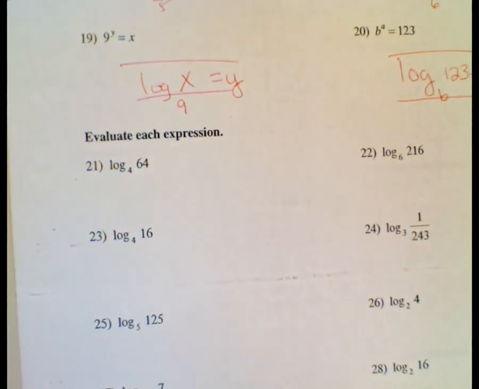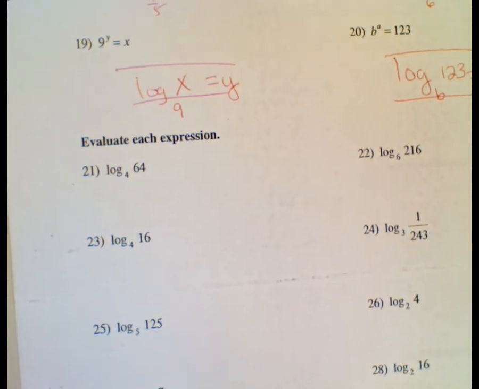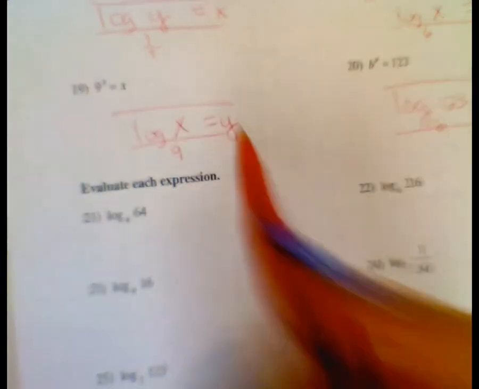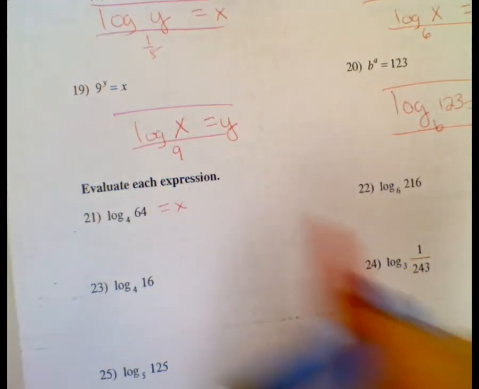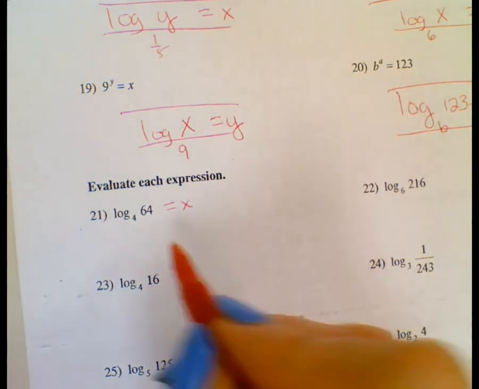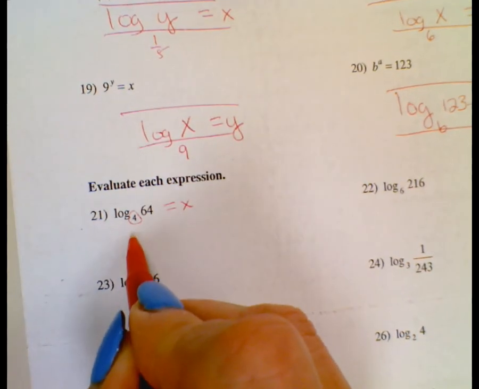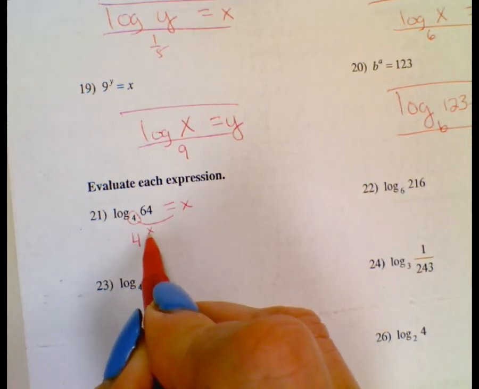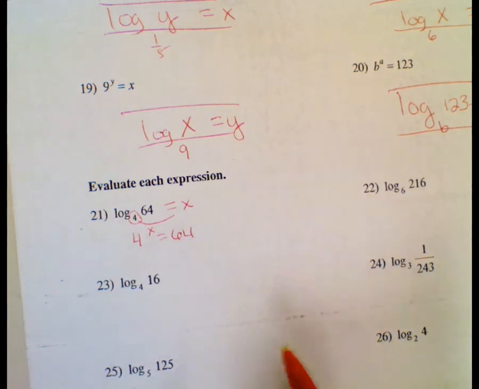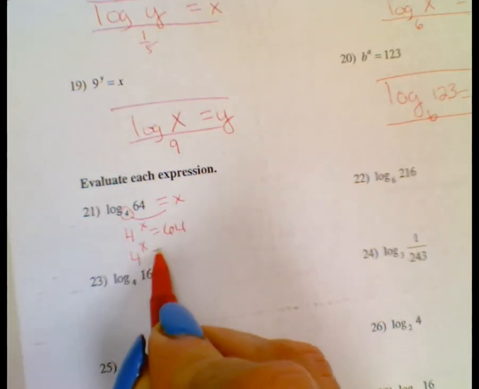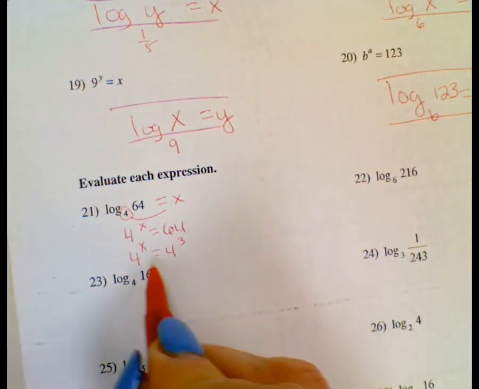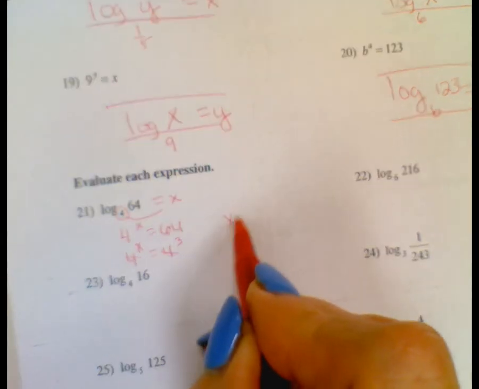All right, now, the rest of these you can actually do on your calculator, but it'd be nice if you guys could do these by hand. So I'm going to do a couple of these by hand, and then I'll show you how to do them on the calculator. So this one, you're supposed to set equal to x. If you write this as an exponential equation, you start with the base, and you swoop. 4 to the x equals 64. Well, you can write 64 as 4 cubed. So the 4's cancel, and your answer is x equals 3.